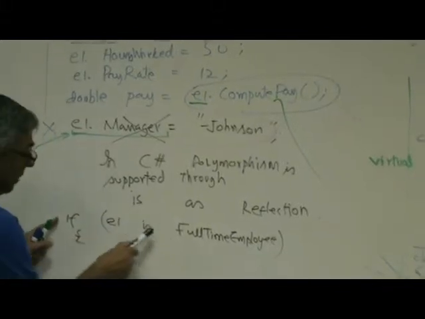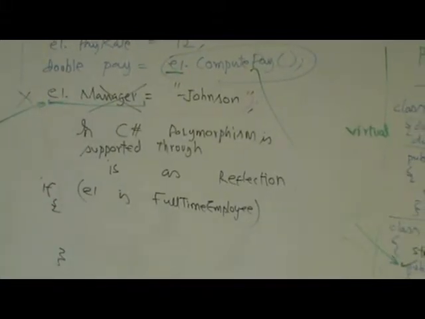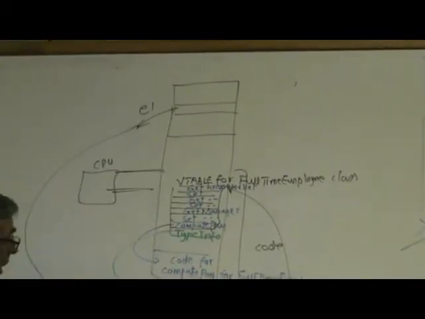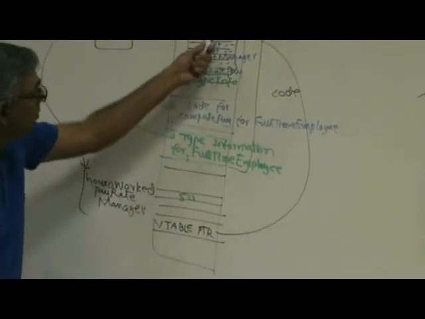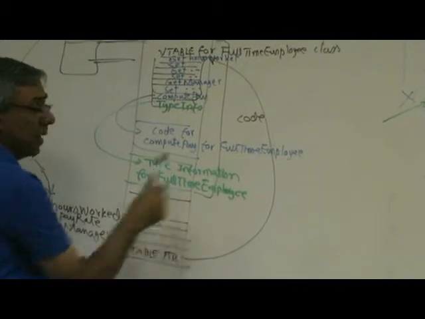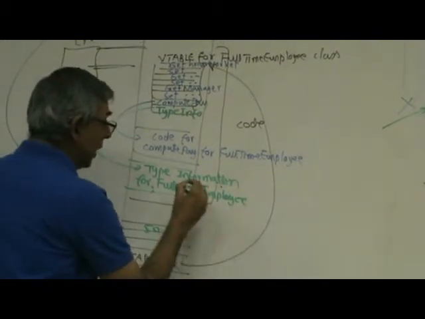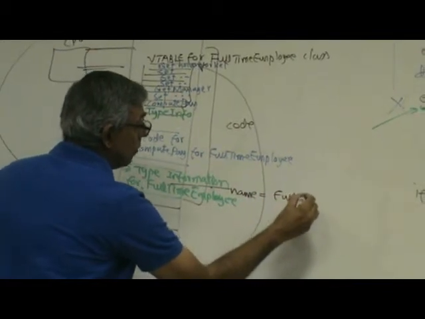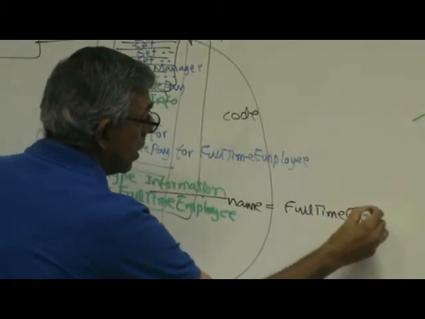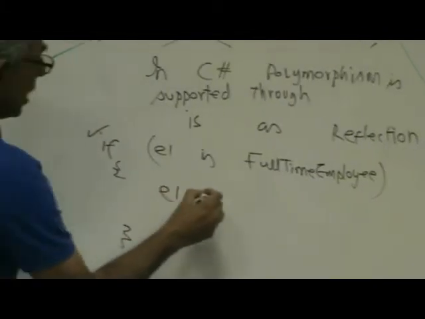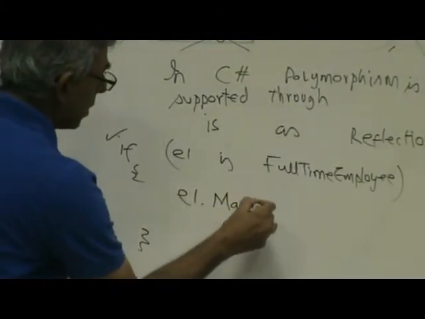First we will say if E1 is a full-time employee, we'll check. So how will this check work? We'll start from E1. It will go to the V table, go to the type info, and there it will say the name of the class. Remember, one of the information maintained over here is name equal to full-time employee. So this will pass, right? Like I said, still we cannot do E1.manager equal to something.